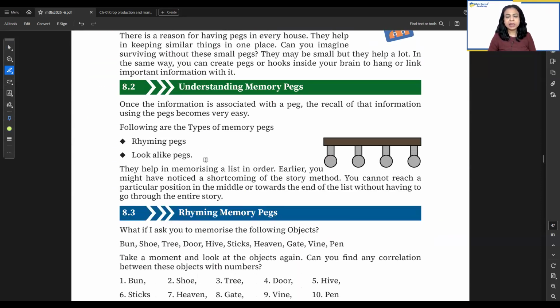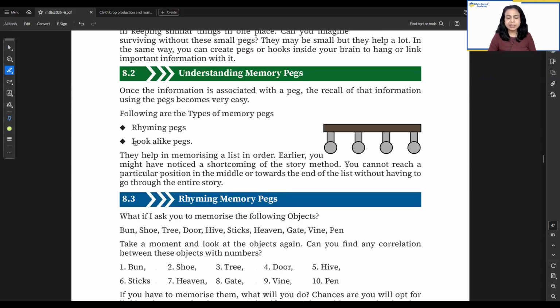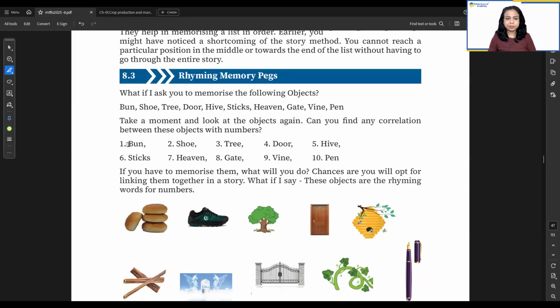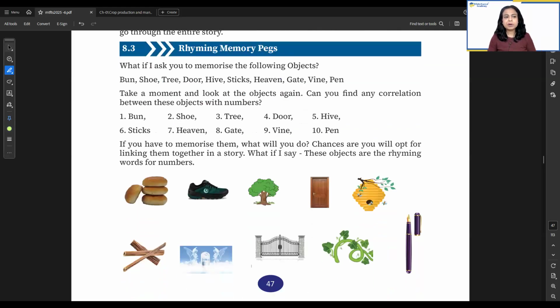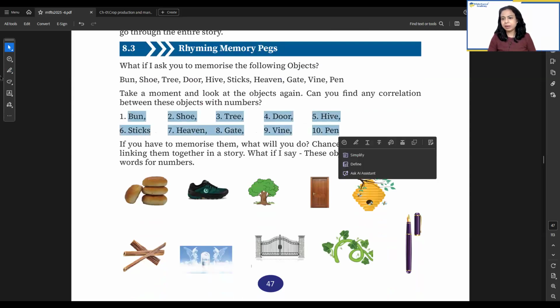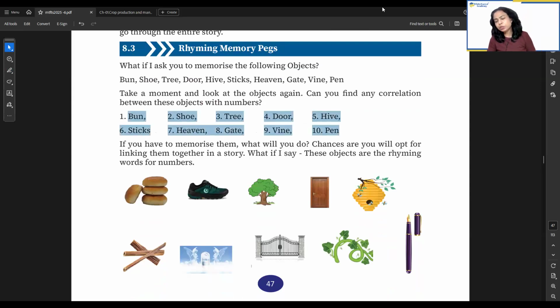Now let's see, there are two types of memory pegs, rhyming pegs and lookalike pegs. We will do both of them one by one. But before we do that, I have a list of words. The list of words is bun, shoe, and so on till pen. Supposedly, I want you to memorize all these words in order. What would be your suggestion, your solution?